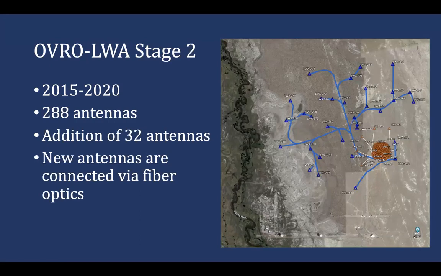The stage 2 upgrade occurred between 2015 and 2020, and this added 32 antennas that were all outside of the core of the array. They were so far away that they were connected via fiber optics. So there was a lot of new technology developed to enable this. And this is what the layout looked like. So these blue lines here are indicating the new fiber optics that were laid in the ground to support the new antennas.